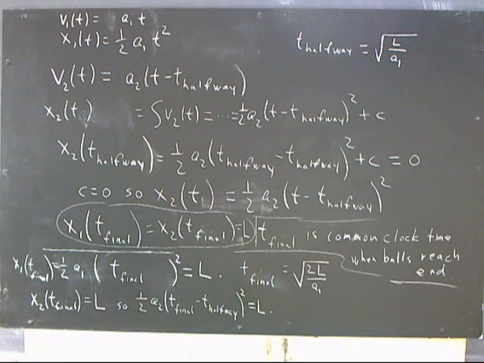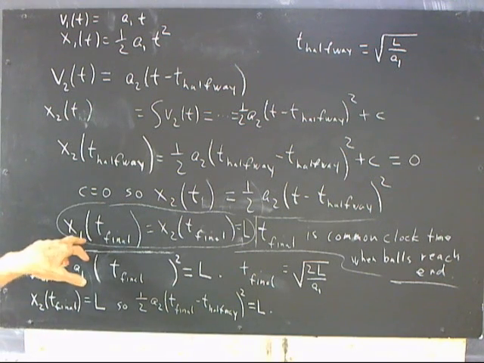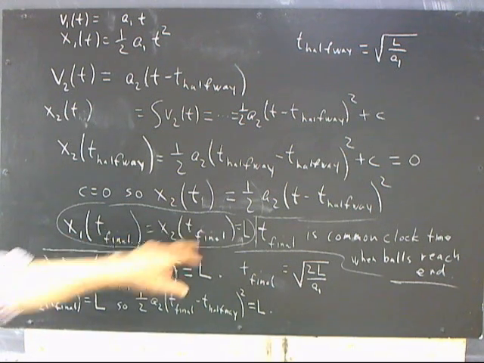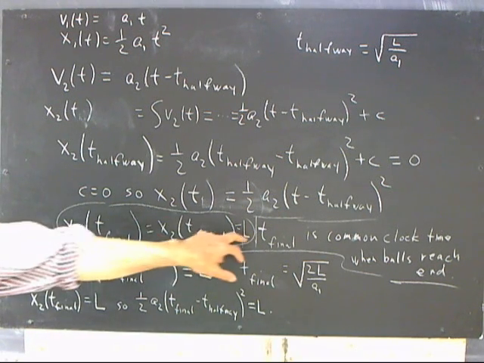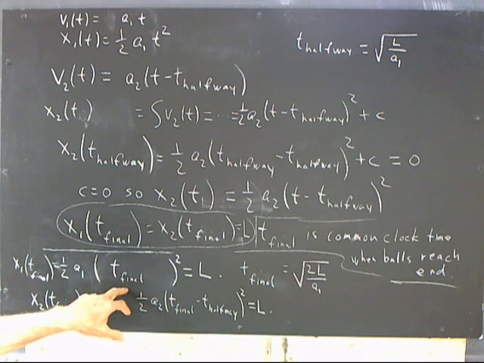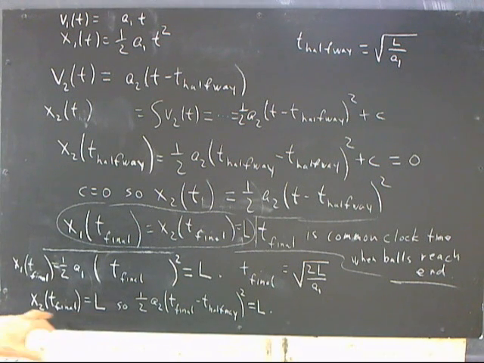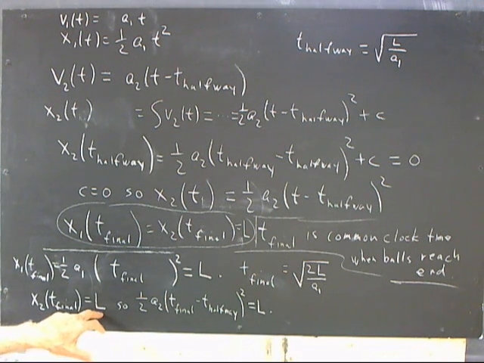You should think about how these numbers come about from the conditions that we've postulated here. Okay, so we have x2 of t final also equals L. And notice we never have really set x1 of t final equal to x2 of t final. We used the fact that x1 of t final equals L to just solve directly for t final. And now x2 of t final has to equal L.